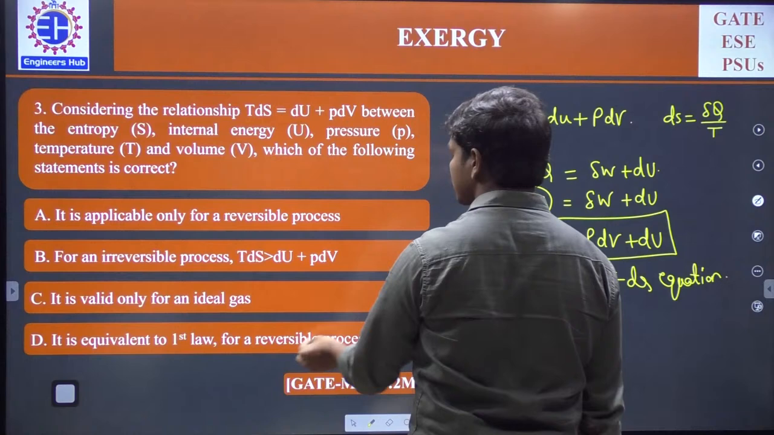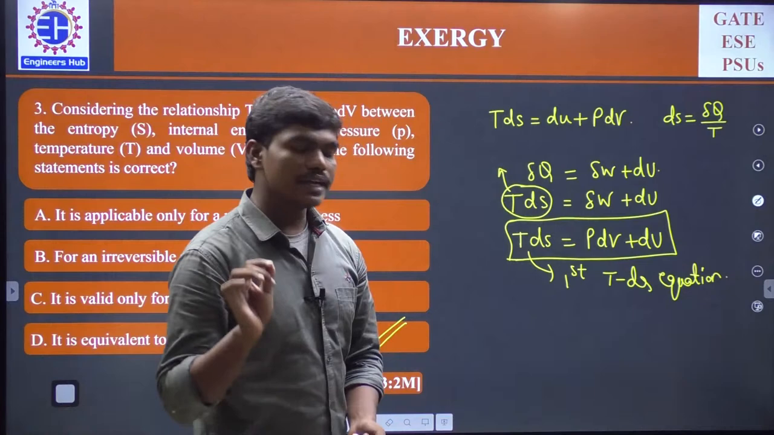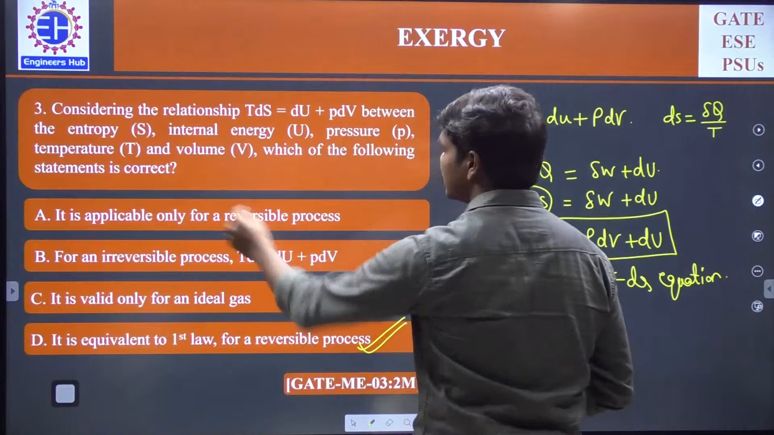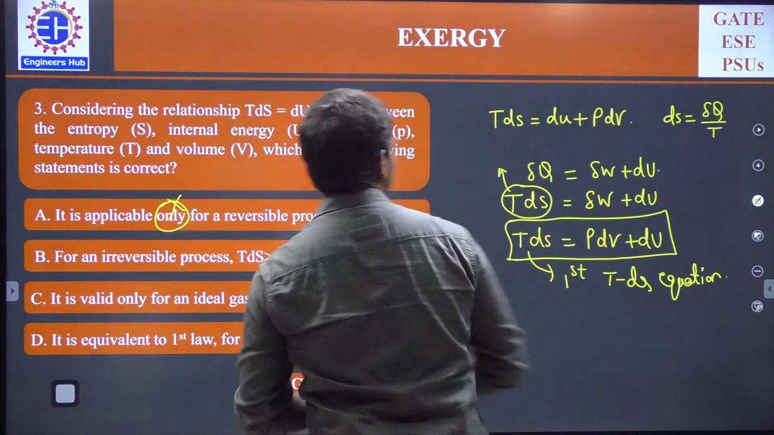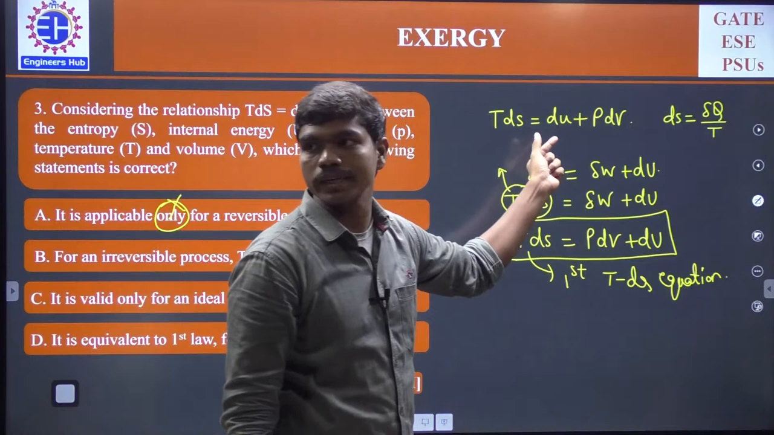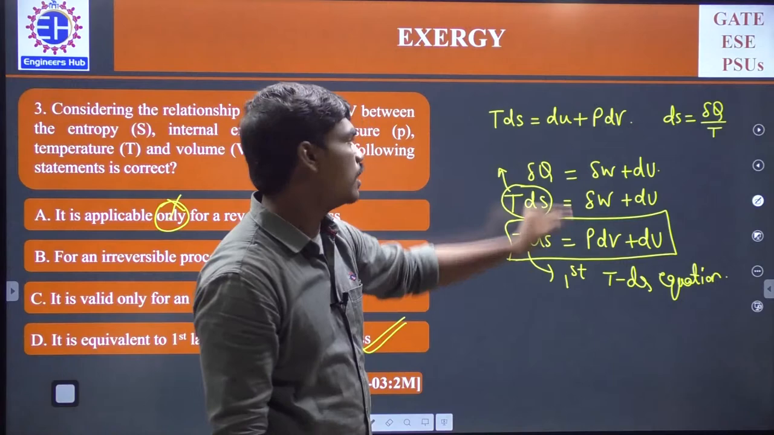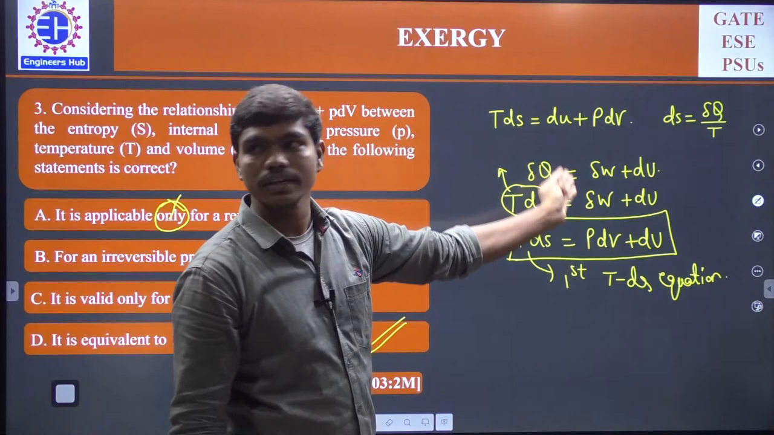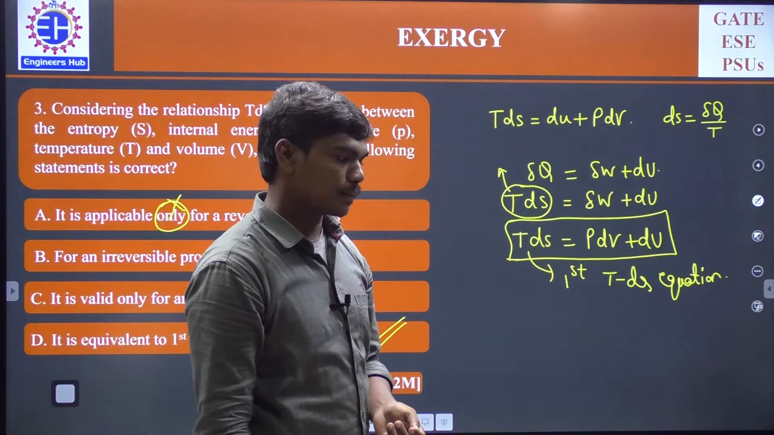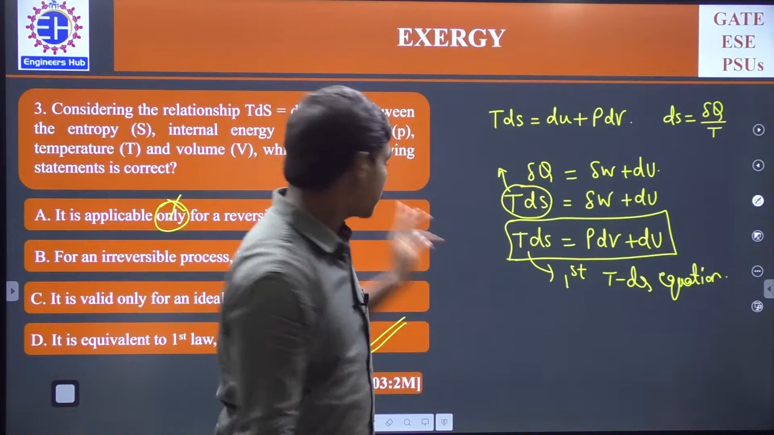So, this is correct. Now, why is option A not correct? Let me tell you. See here. A and D look similar, but A says it is applicable only for a reversible process. This is not true because entropy change is a point function, and you can apply this formula even to find the entropy change between two states of an irreversible process as well. So if you want to calculate S2 minus S1, you can use this formula even for an irreversible process. Understood?